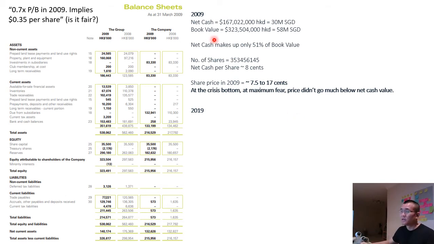In this case, in 2009, net cash was 30 million, book value 58 million. What does that mean? It means that net cash only made up half of the book value, just half. That means everything else, the plant, the inventory, all of these operating assets, we say, is equivalent to the cash it had. They were the same size.